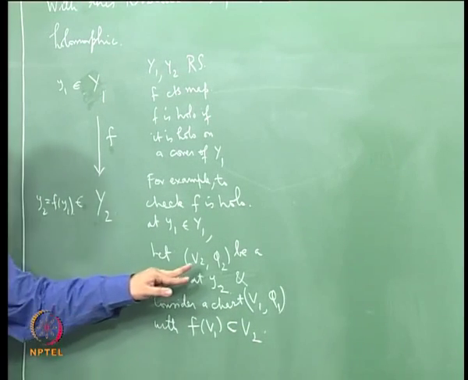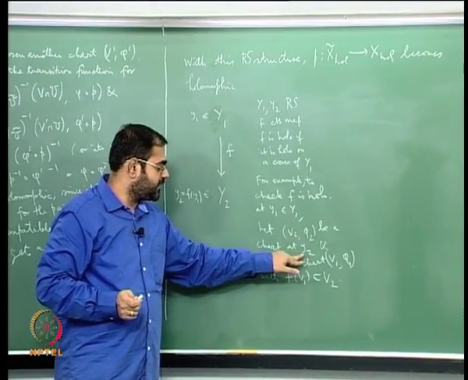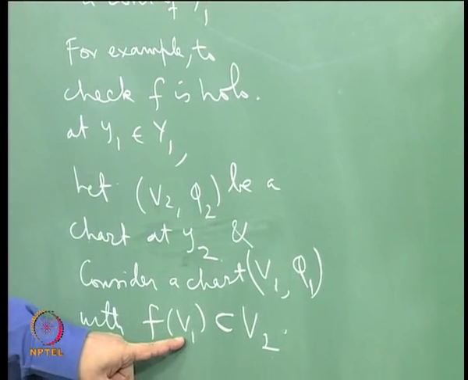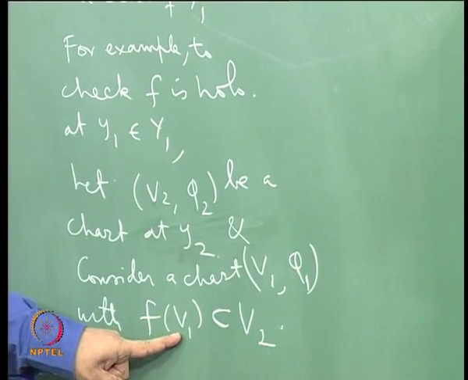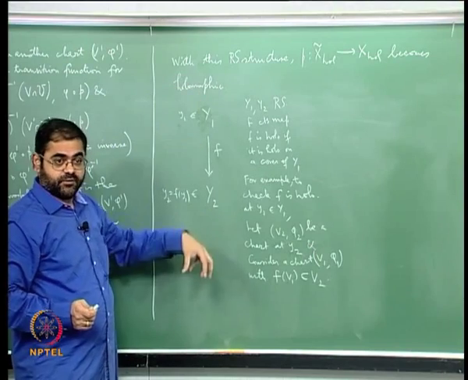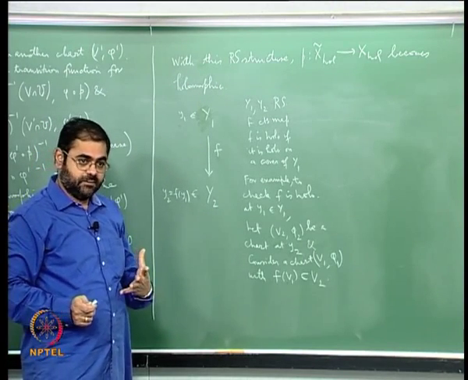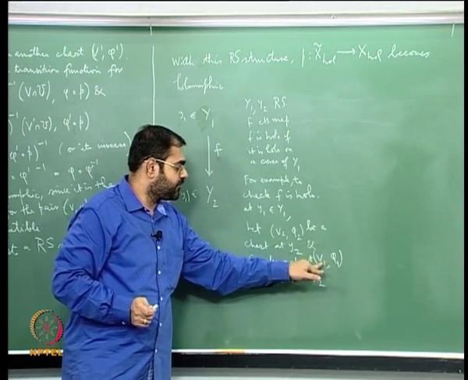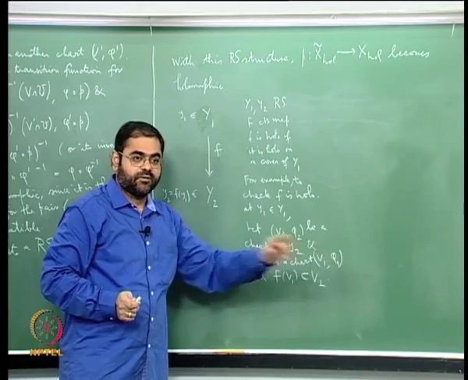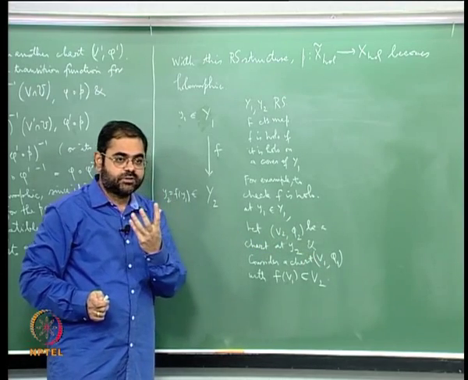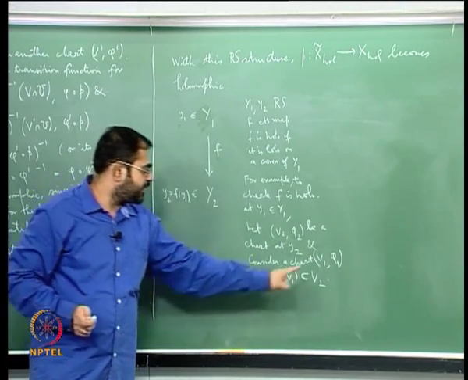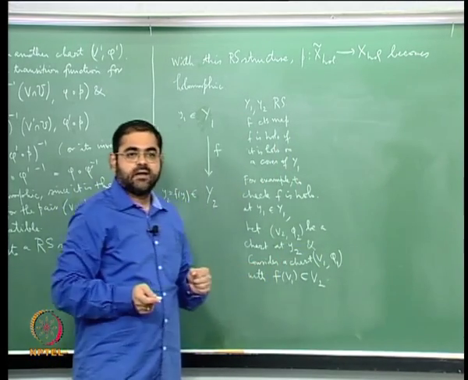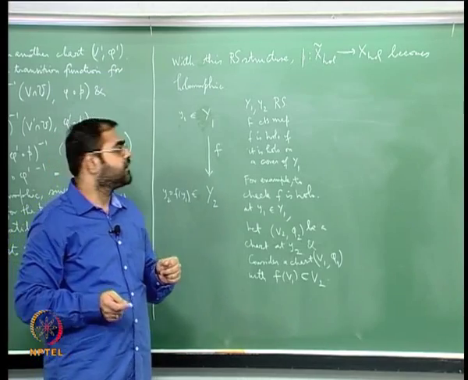So I can do this, you see V2 is an open set which contains y2. By continuity I must be able to find an open set V1 of y1 which goes into y2, that is just because of continuity, okay. And I may have to shrink V1 if necessary so that I get a chart, okay. So once you fix this, how do you check that the map F is holomorphic?